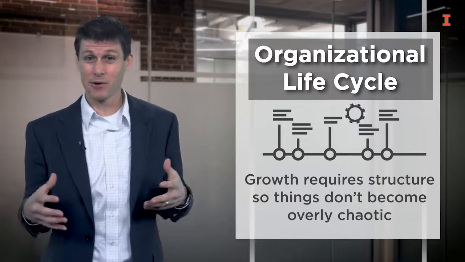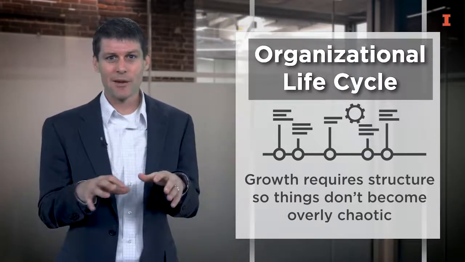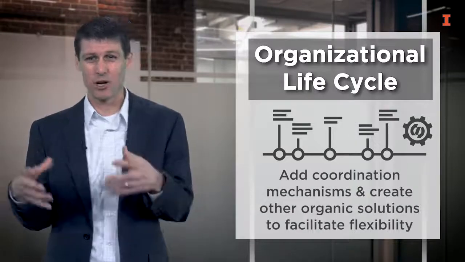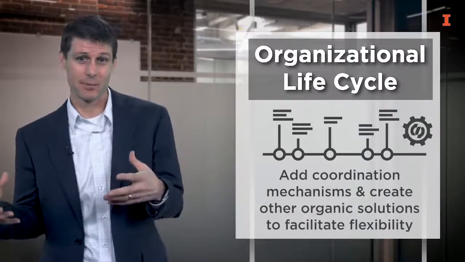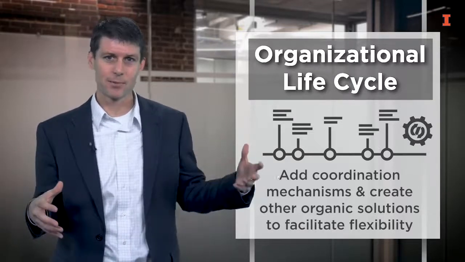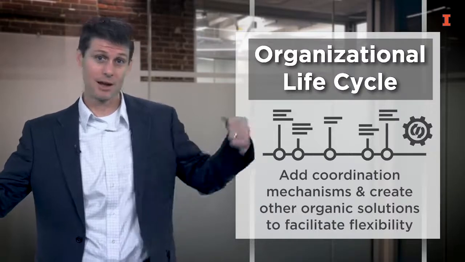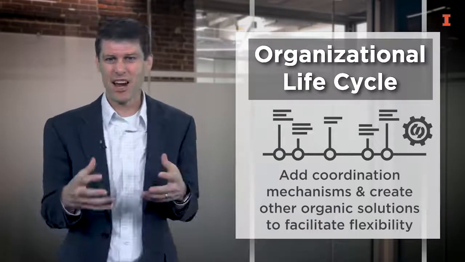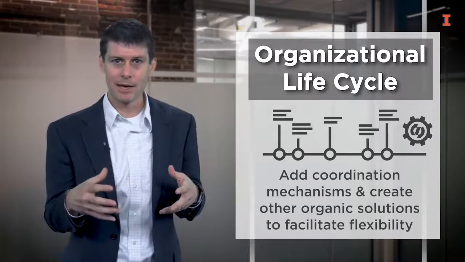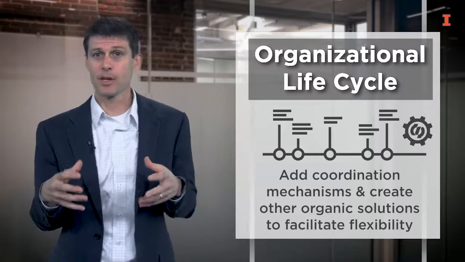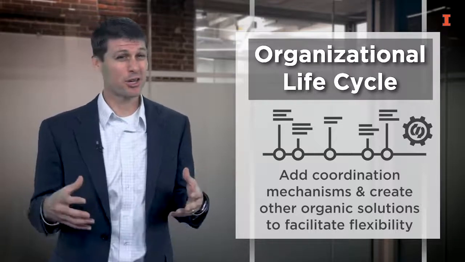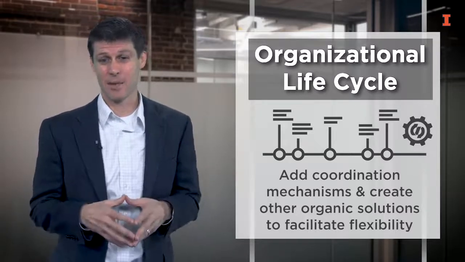But sometimes these efforts go too far. And so you have to look for ways to add coordination mechanisms and create other more organic structural solutions that can facilitate flexibility. So you can see that managers are constantly trying to find the right balance between too much structure and not enough structure. That's the challenge that managers face throughout the life cycle. How do we maintain stability and efficiency while also making sure that we have the flexibility to be innovative and adapt? History shows that's not an easy thing for managers to accomplish.